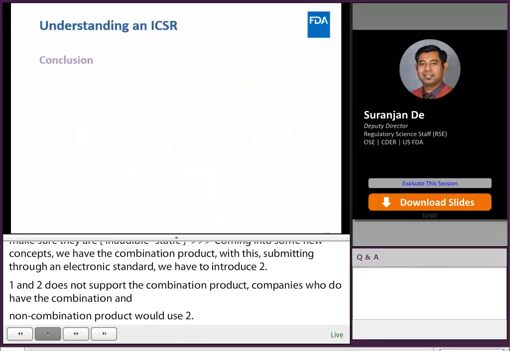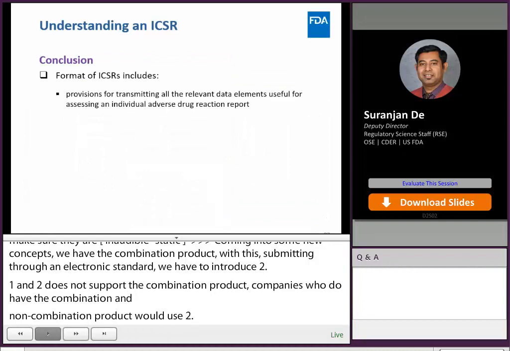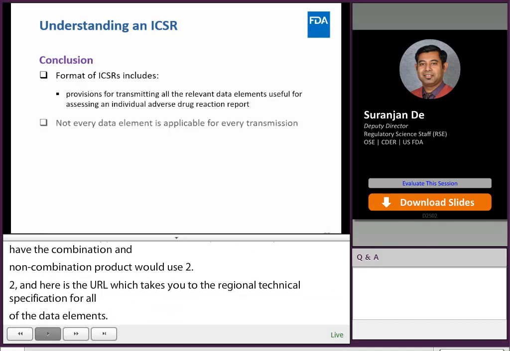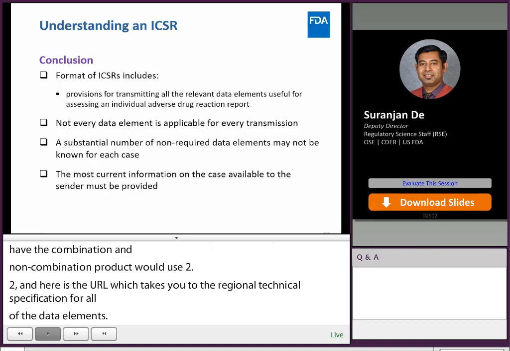All right, so in conclusion, the format of the ICSR includes provision for transmitting all the relevant data elements. Not every data element is applicable for every transmission, and a substantial number of non-required data elements may not be known, but once they are known, please do submit follow-ups. And the most current information on the case available to the sender must be provided.